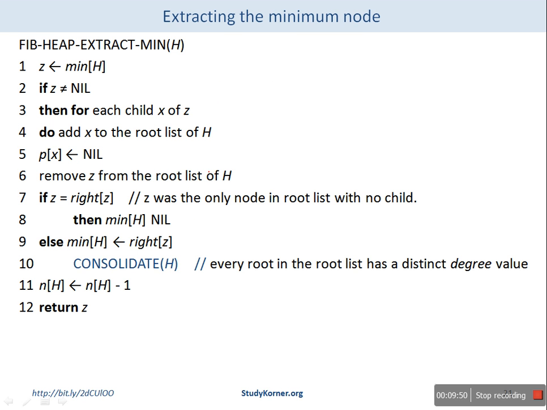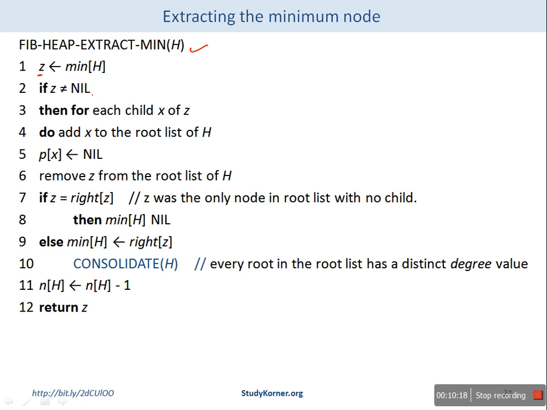Okay, now next is, if you want to extract the minimum node, means we need to find out the minimum node, then delete it from the tree. So for that purpose, the FIB-HEAP-EXTRACT-MIN procedure is called, in which first we take an auxiliary pointer z, which is pointing to min of the heap, the current min of the heap. Then we check whether z is not equal to nil.